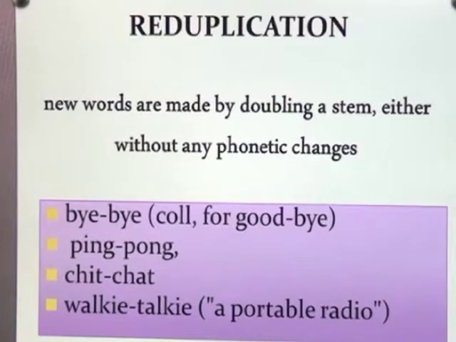Reduplication. These are new words that are made by doubling a stem, either without any phonetic changes. Bye-bye for goodbye, ping-pong, chit-chat, walkie-talkie.